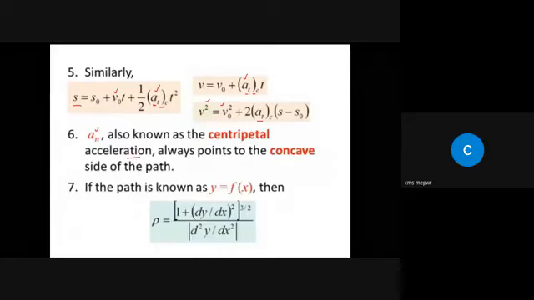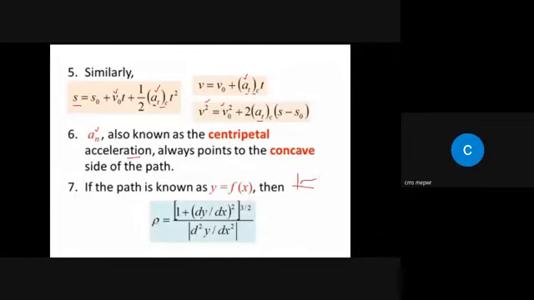The normal acceleration is always pointed to the concave side of the path. For example, if you have some curve like this one or this one, or a curve like this one, and you have information about the path, meaning you have the coordinates of this point, this point, and this point, or an equation which represents this path, then you can find the slope of this curve.